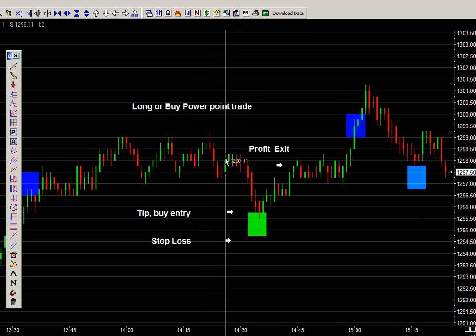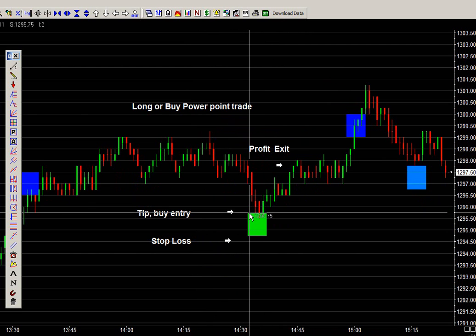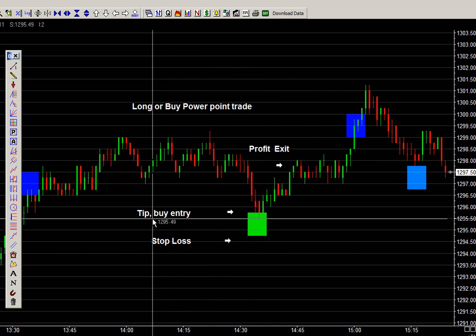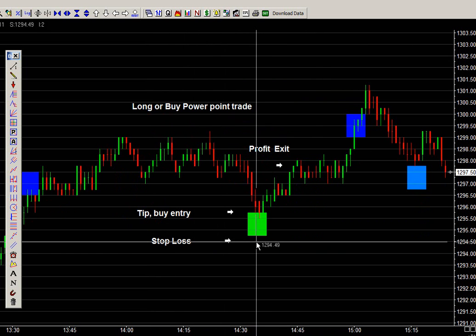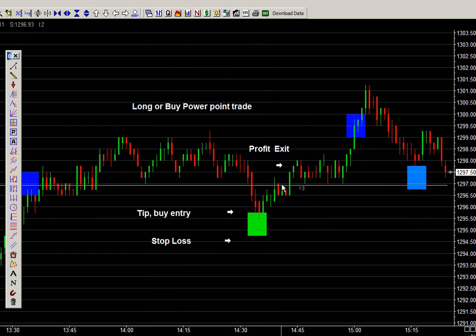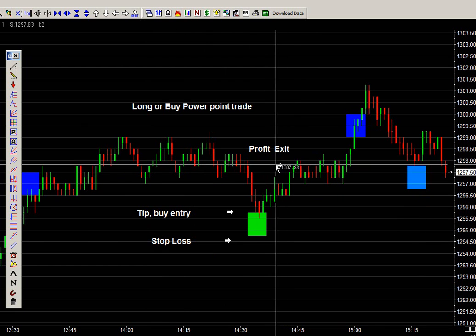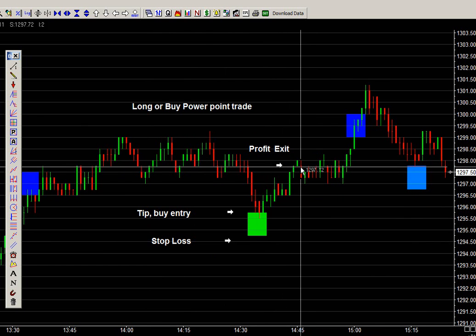In this case it's the same thing. As the market comes down, we're looking to buy at the tip. So the tip or the buy entry, and all of a sudden we'll have our stop loss come up on our trading domes, which would be down here, and then the profit target on this one was 2 points, and that's where we'd be looking to get out of the trade.